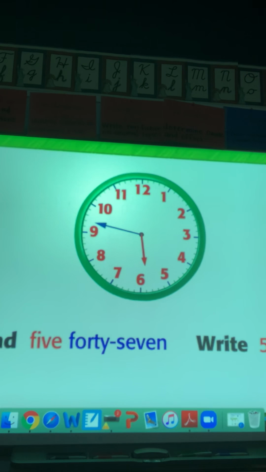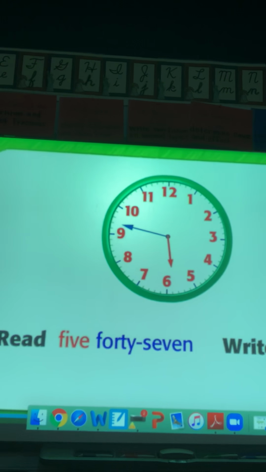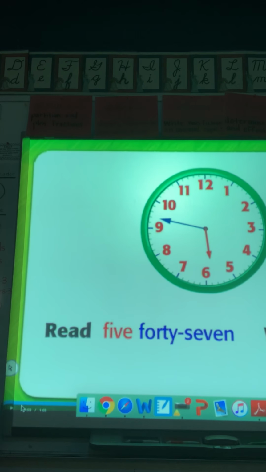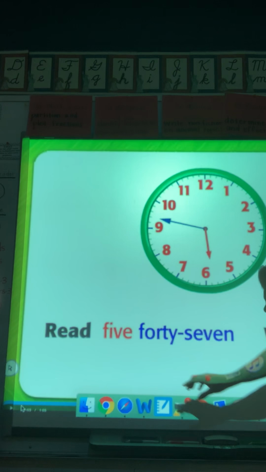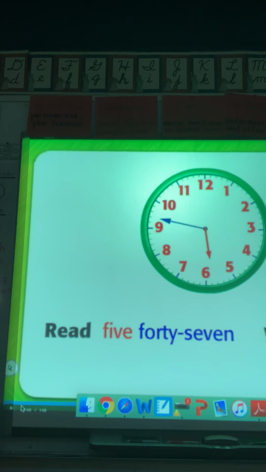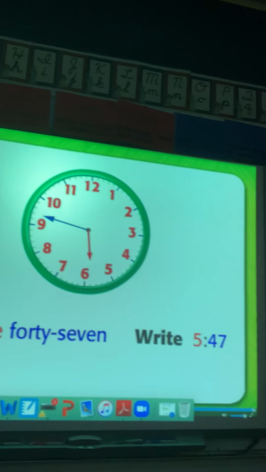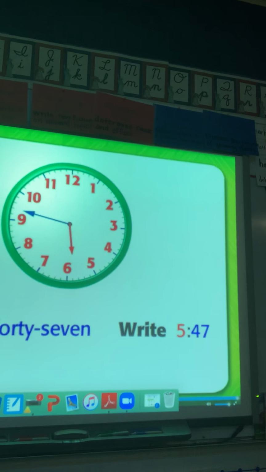All right, now let's look at this a little closer. Right here it says read. When we look at this clock, the way we would read the time is 5:47. But then the way we write the time, we use numerals or numbers.